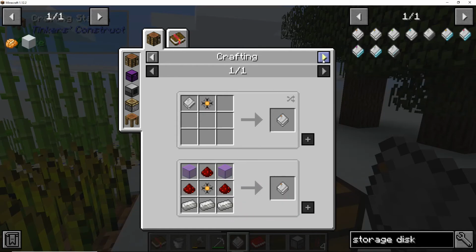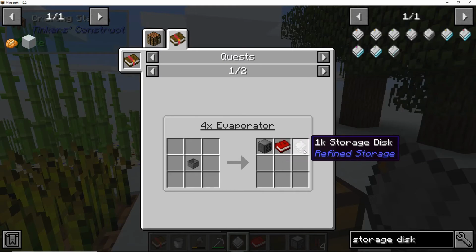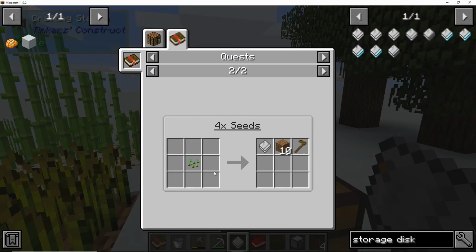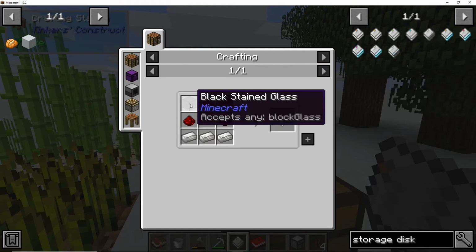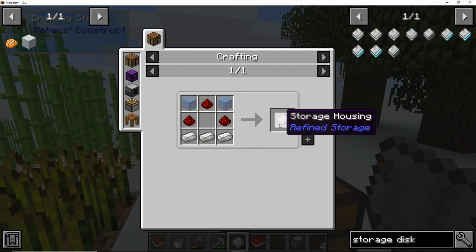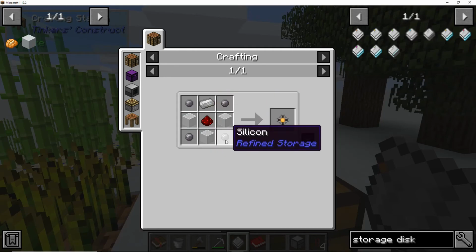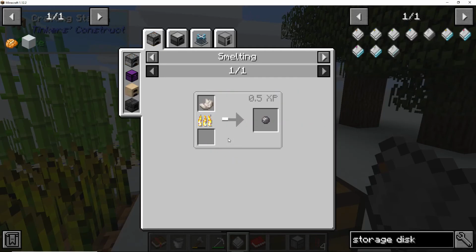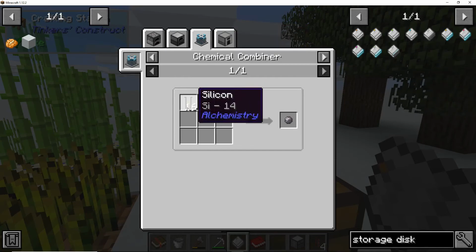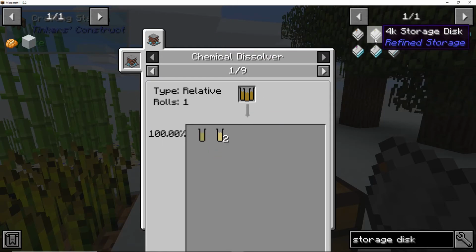Okay, is there another way? Evaporator. And we end up with one of those. Okay, that's not what I'm looking for. Seeds. Okay, that's not what I'm looking for. Okay, storage. So I need redstone, stained glasses, so that's good. And this one is silicon, so I need silicon. Silicon I can get through silicon. And we get silicon. Ooh, I can get silicon. Okay, that's good. I can do that.